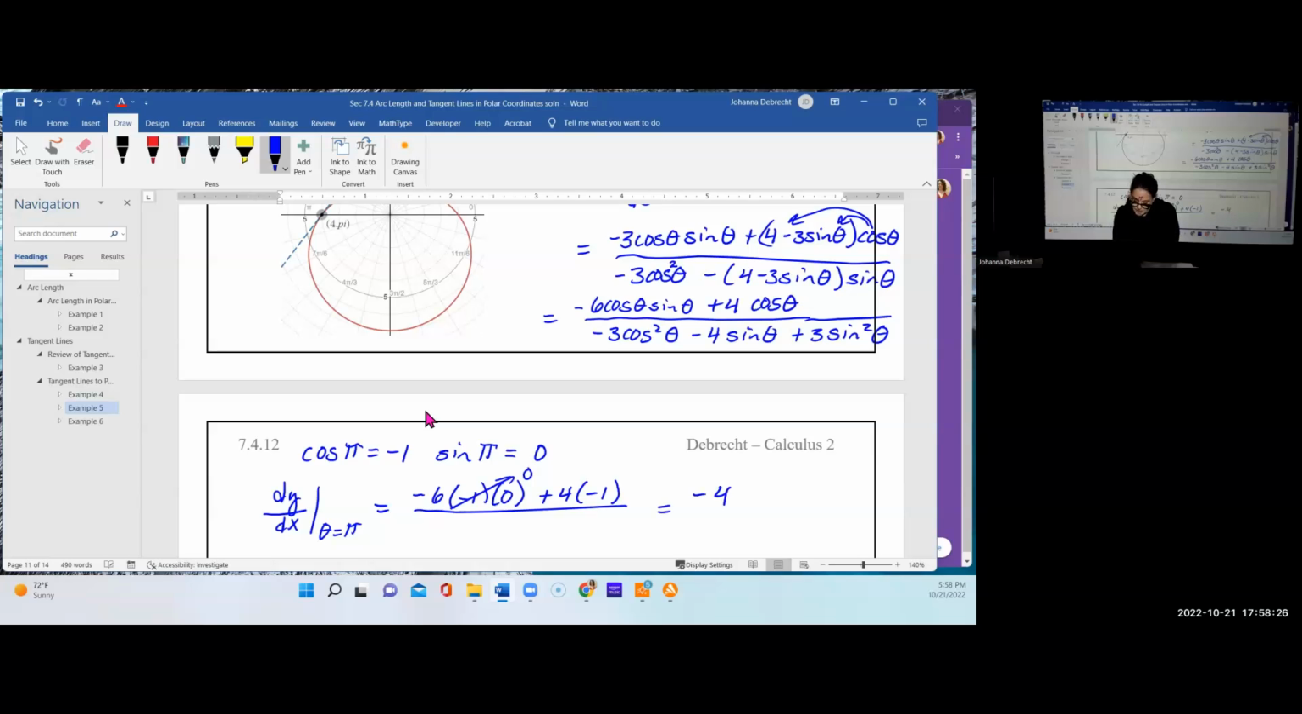In the denominator, we have -3 times the cosine of pi, which is -1, squared. So that's going to be a +3. And then we have -4 times the sine of pi, which is 0. So this term goes to 0. And then we have +3 times sine squared, with that 0 squared. So that term goes to 0. So we square the -1 to get +1. Did I say it's going to be +3? It's not going to be a +3. It'll be a -3 still. So I get -4 over -3, which is 4/3.